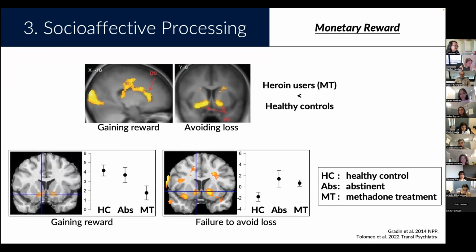Another study basically replicated the previous finding, but they added another abstinence group. They found that this abstinence group, when they are not under treatment, are more like the healthy controls when doing reward processing, and more like the methadone-treated patients when processing monetary loss.